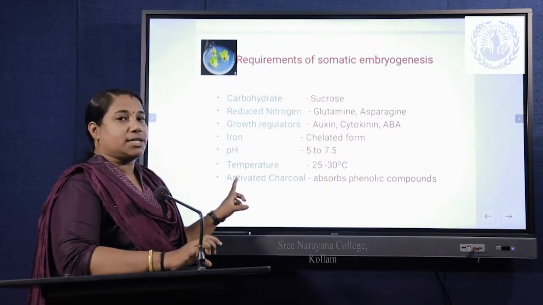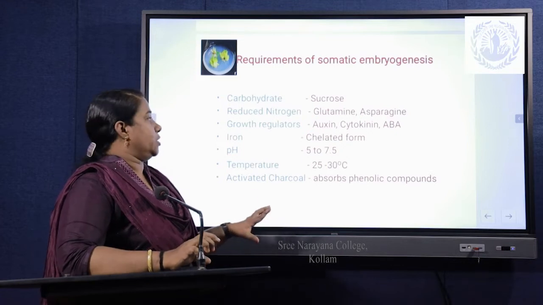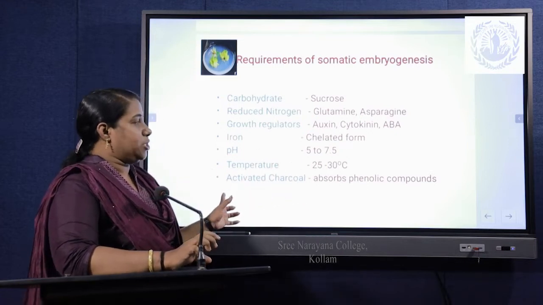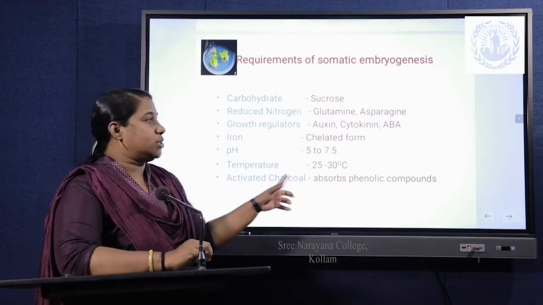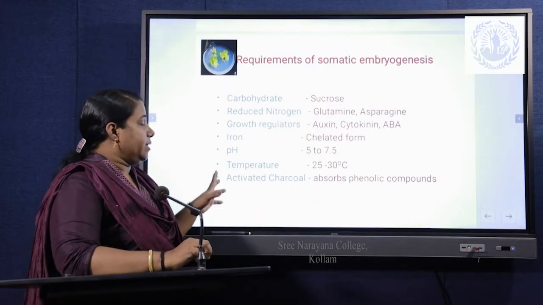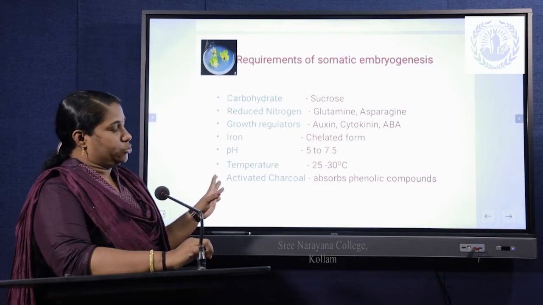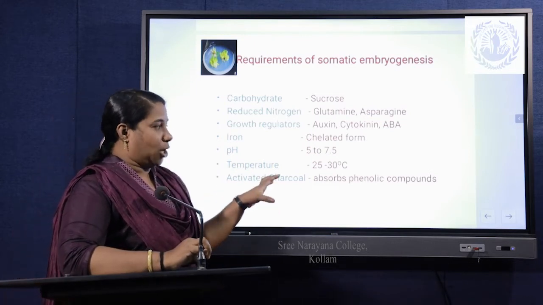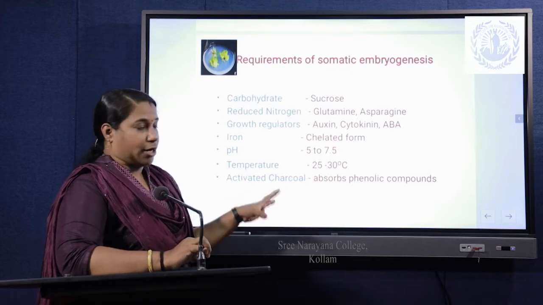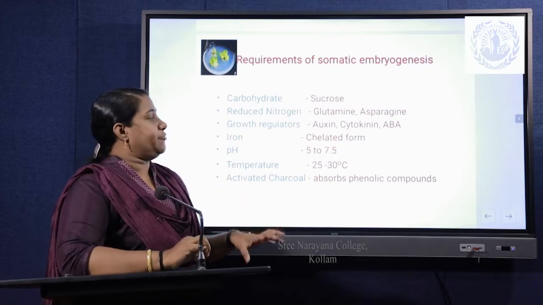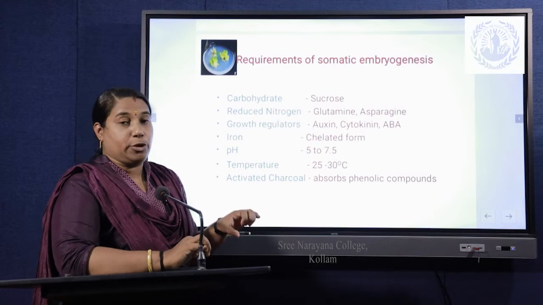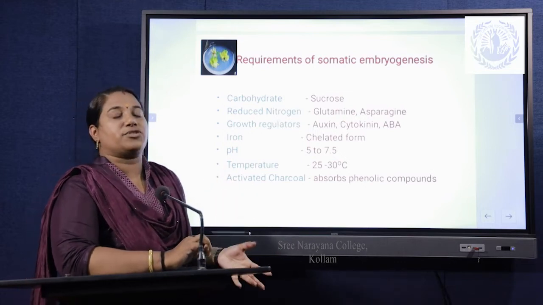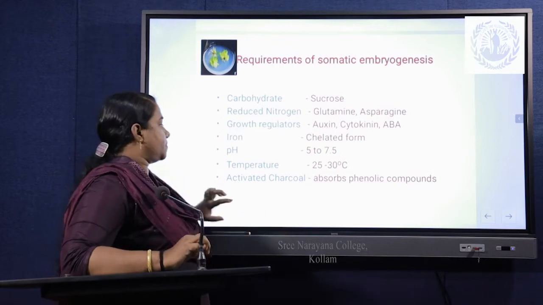Coming to the culture conditions, pH is adjusted to 5 to 7.5 and the temperature is adjusted to 25 to 30 degrees Celsius. In the medium of somatic embryogenesis, activated charcoal is added because the activated charcoal will absorb the phenolic compounds produced by the plants in the medium and thus facilitates the growth of somatic embryos.